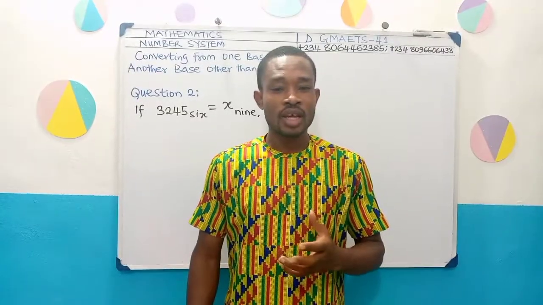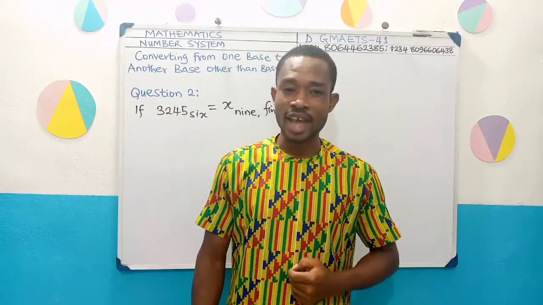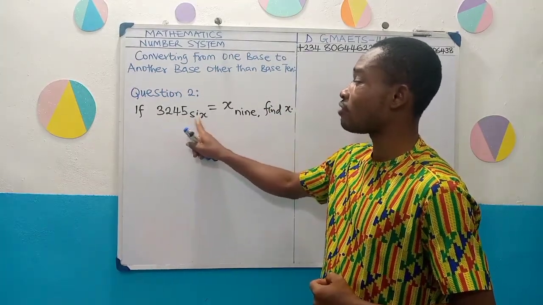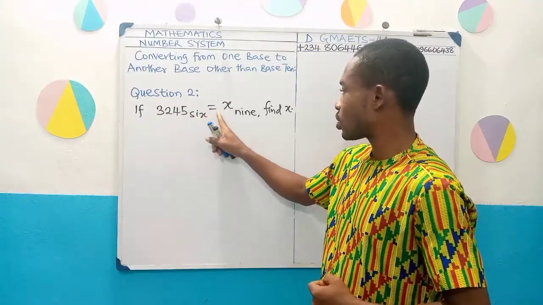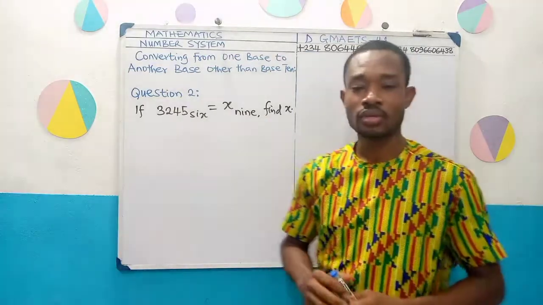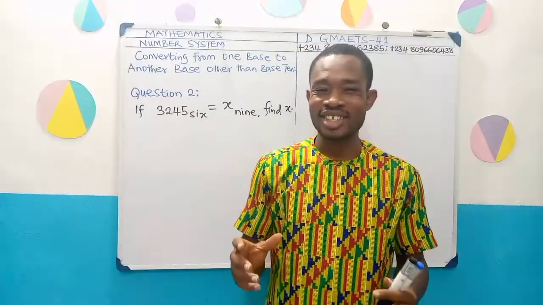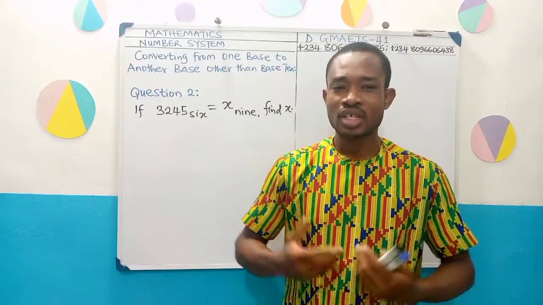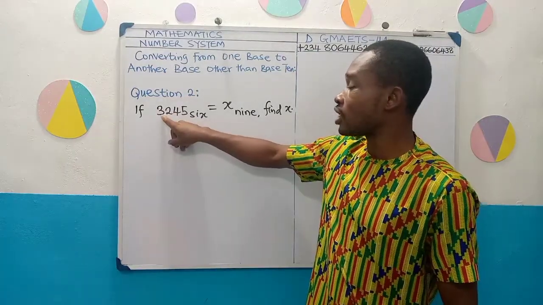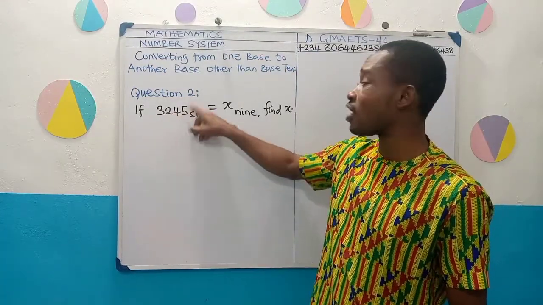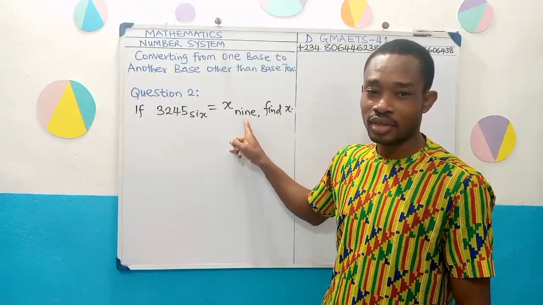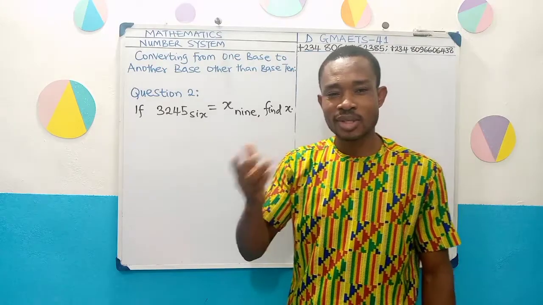In this video, we have this question we are to solve to find x. The question says, if 3245 base 6 is equal to x base 9, find x. When you see a question like this, don't be worried, don't panic, don't be scared. This is simply telling you to convert 3245 base 6 to a number which will be in base 9.